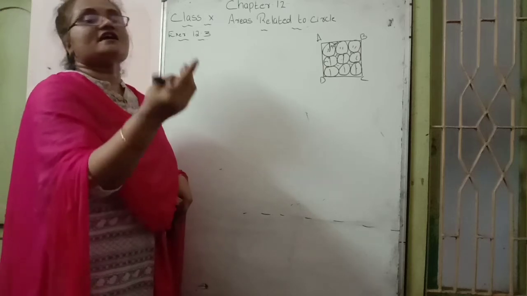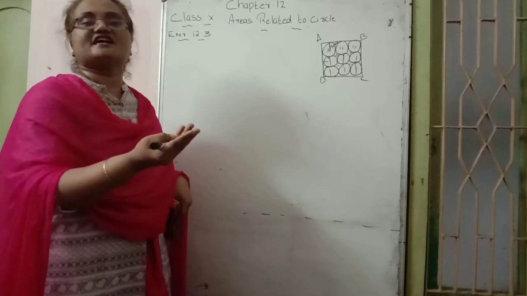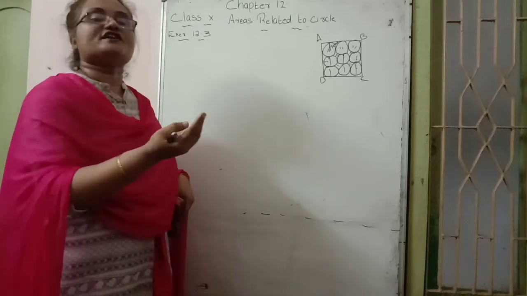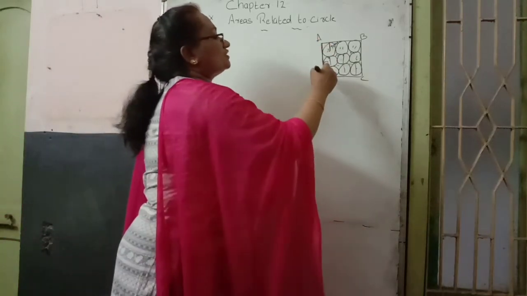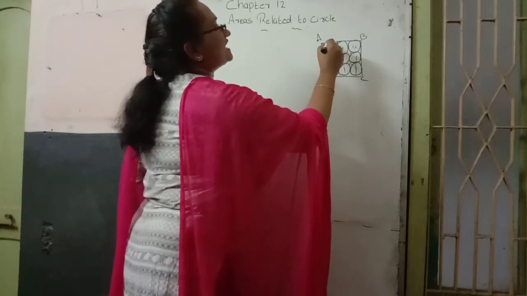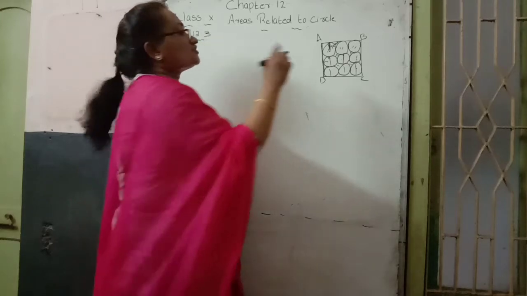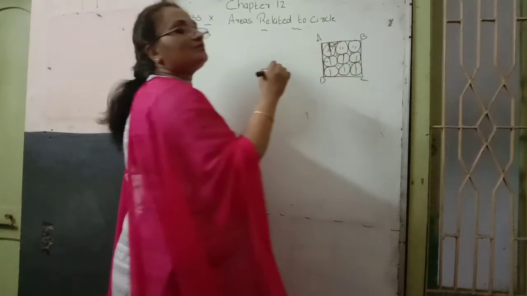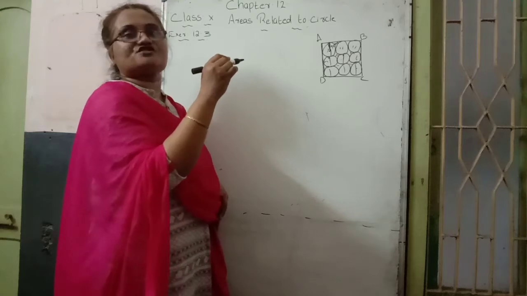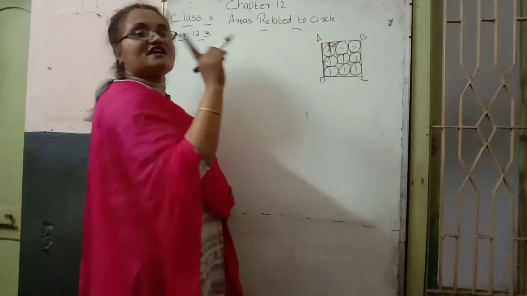Again a problem. Area of a square is side into side. Side value we don't know. How to find out the side value? This side value is not given. How to find: the radius of one circular part is given. Radius of 1 is 7. So the diameter of one circle becomes how much? Twice the radius. So 7 twos are how much? 14 is the diameter of one circle.